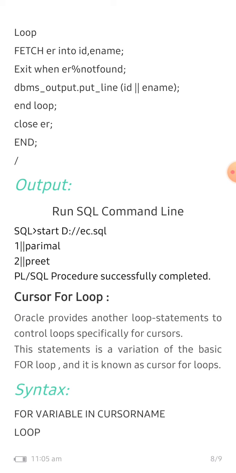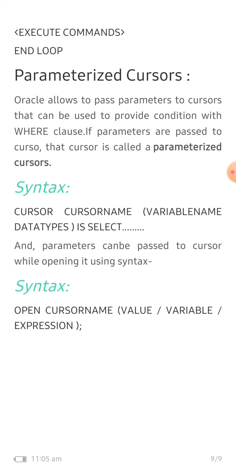Cursor FOR loop. Oracle provides another loop statement to control loops, especially for cursors. This statement is a variation of the basic for loop and it is known as a cursor FOR loop. Syntax: for variable in cursor_name, loop, executable commands, and end loop. This is the syntax of the FOR loop.